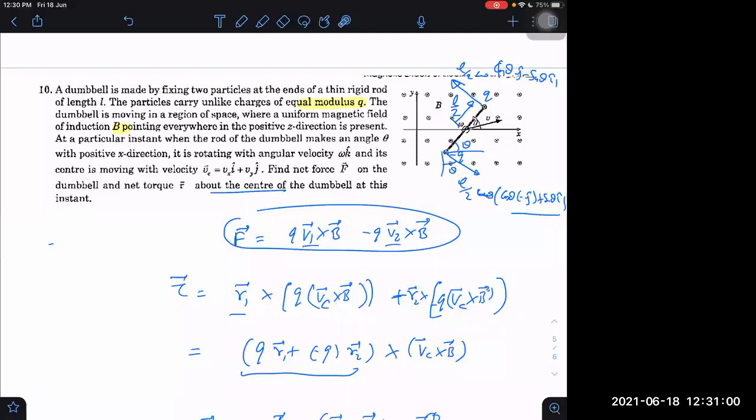L by 2 into omega. And moreover, all are mutually perpendicular. Because all are mutually perpendicular, we are getting Q into L by 2 into omega into B. That is a force, multiplied by 2. So it is just QL omega B. QL omega B is the force. Or Q into V relative into B, we can say. Direction will be this side. So if I have to write it in components, then I can resolve it into components also. What will be the components? Cos theta along minus i cap and sin theta along minus j cap.